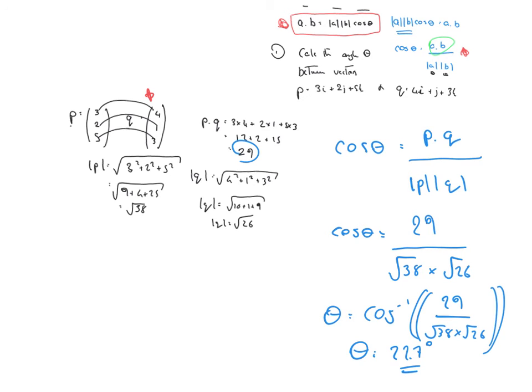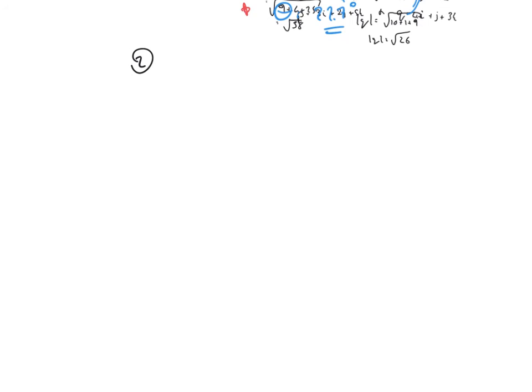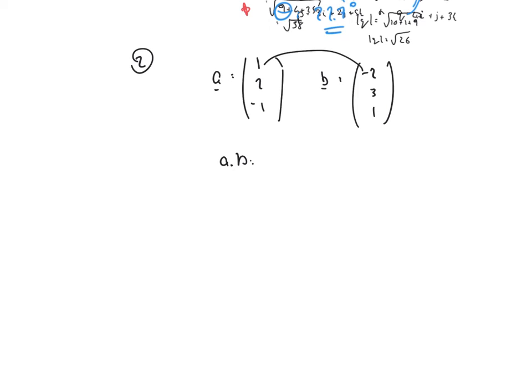Okay, let's try an example 2. Example 2, we're going to find the angle between the vectors A, given in column vector form 1, 2, minus 1, and the vector B given by minus 2, 3, 1. So first of all, let's get A dot B. That's 1 times minus 2, plus 2 times 3, plus minus 1 times 1. That's minus 2 plus 6 minus 1, and that's 3.